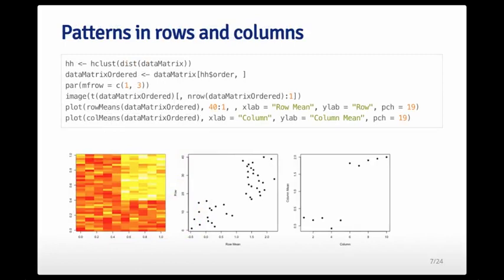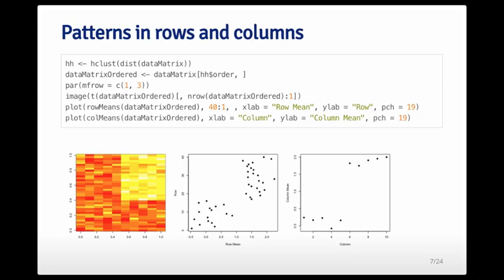Now, we can take a closer look at the patterns in the rows and the columns by looking at the marginal means of the rows and columns. For example, I can look at the 10 different column means, or I can plot the 40 different row means in this matrix. With this code, that's exactly what I've done. On the left-hand plot, I have the original matrix data, reordered according to the hierarchical cluster analysis of the rows.